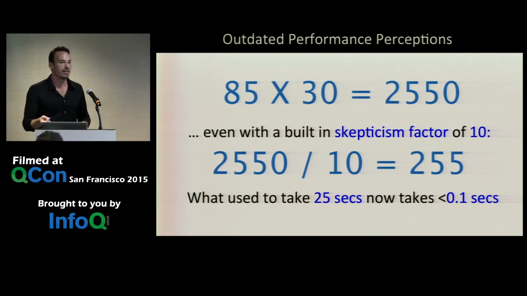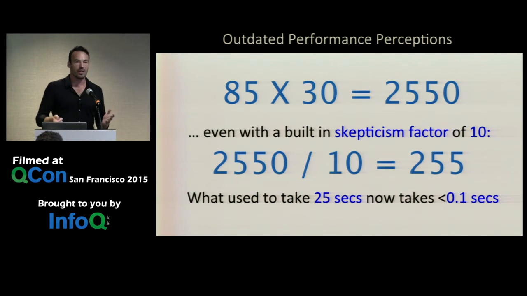So 0.1 second, if you know your HCI, you know that this is when the user perceives something as being instant. So something that was obviously unacceptably long, 25 seconds long, is now instant. This is an entirely new ballgame.